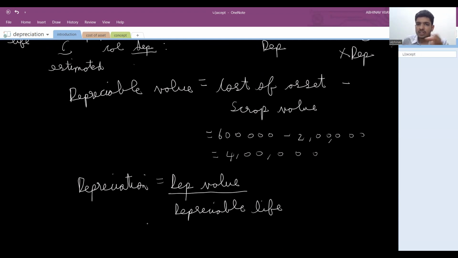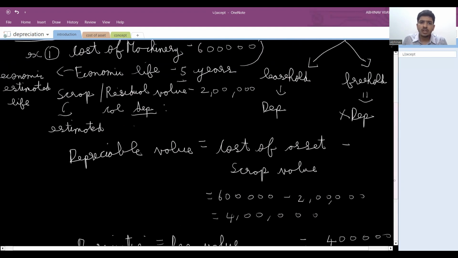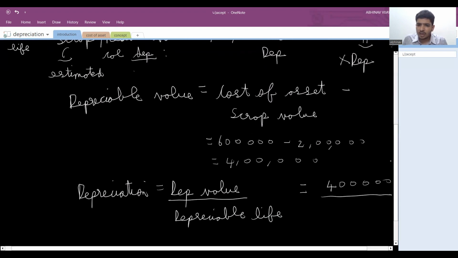Over the course of these 6 lectures, I'm going to upload 5 more lectures for the complete concept of depreciation. Every single sum in the exam will be covered here. You don't have to look at any other material. You just have to look at these lectures and the PDF given below. For now, keep this definition in mind. So, depreciable value by depreciable life is the formula for depreciation. So, what is the depreciable value in this case? It's 4 lakhs. What is depreciable life? Economic life is depreciable life. So 5 years. 4 lakh by 5.